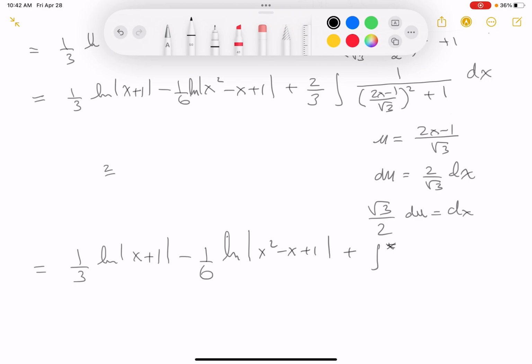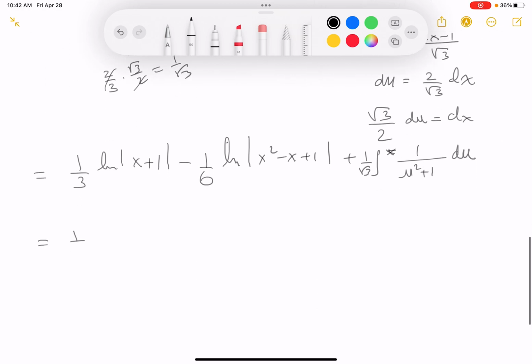And put this on the side for now. I'm going to erase it in a second. And I need to put √3 over 2 down now. The 2's cancel, and that's 1 over √3. Let me put that down. Then what do you get here? You get the integral of 1 over u squared plus 1 du. Let's keep moving.